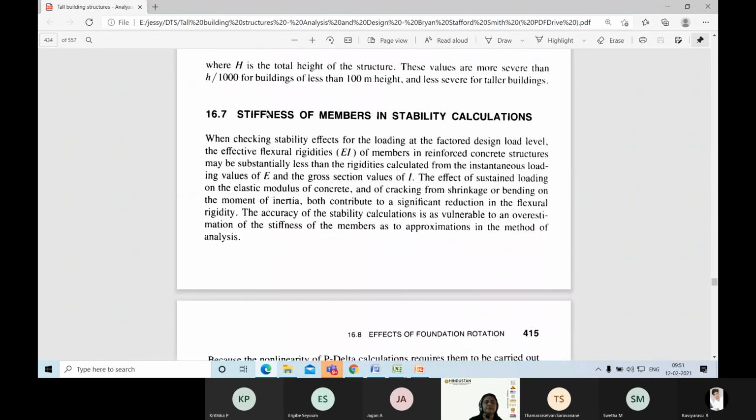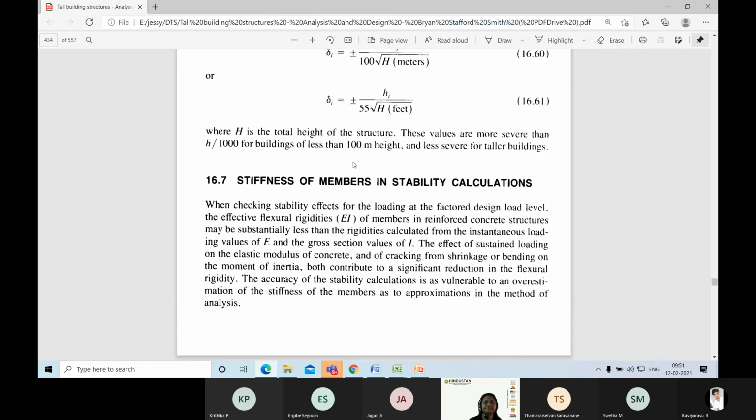Then there is another one, the stiffness of members in stability calculation. What is the effect of stiffness? Okay. I think this I'll take in the next class.